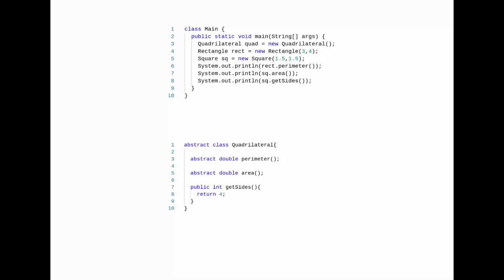So if we look at our main class, this is just our to-do, right? The first thing it's going to do is create a quadrilateral, a rectangle, and a square. And then we're just going to call some methods here: rectangle.perimeter, square.area, and square.getSides. So nothing too crazy in that.